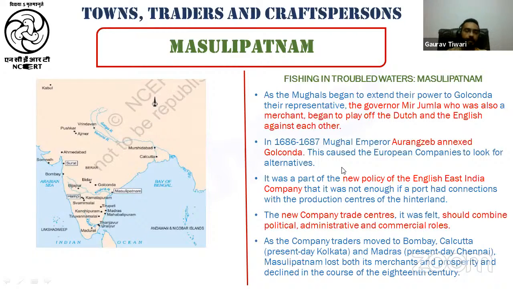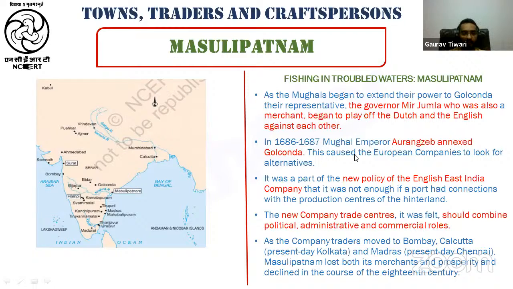Now what happened is, while everything was going good, these Mughals were ruling over Delhi and northern India. Now these Mughals wanted to extend their control over Golconda, and they sent one of their governors, Mir Jumla, who was also a merchant. और इस मीर जुमला ने क्या किया? Divide and rule. He began to play off the Dutch and English against each other, who were already fighting to gain control over Masulipattnam, in which the Dutch had made a fort.